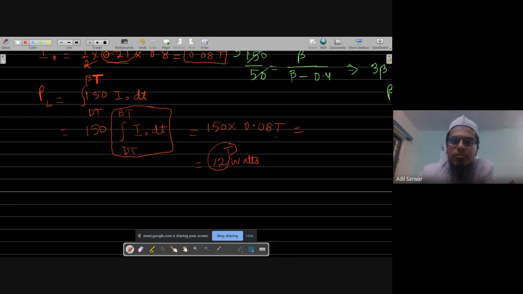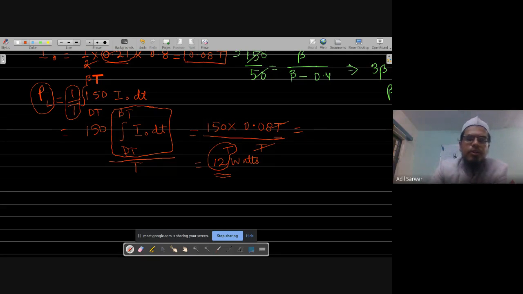Sorry, the t term will not be there because this will be divided by t. Just a minute. Here the average inductor current will be 1 by t times this. So this t and the divided by t term will get cancelled and you will get 12 watts. Here we are talking about average power transfer, so I have to take 1 by t here. Is it okay? So the power transfer from the input side to the output side is 12 watts.